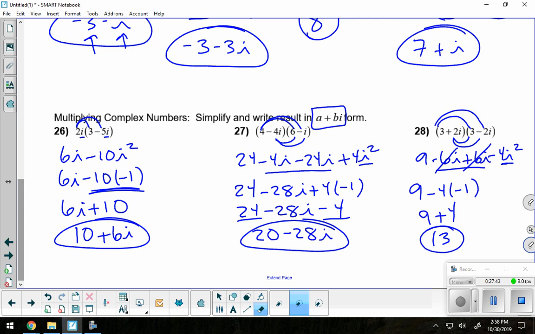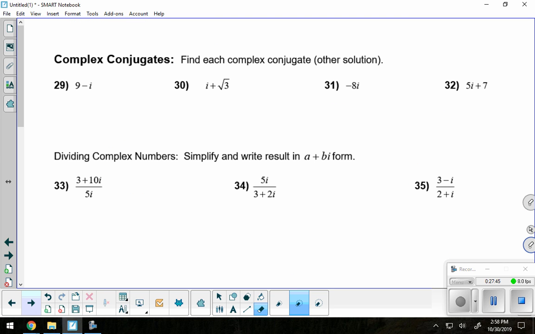Okay, so if you had to identify the complex conjugate, it just says define each complex conjugate, which technically represents the other solution. So again, if you have a plus bi, the conjugate is simply a minus bi. And same thing vice versa. Okay, so if I'm looking at 9 minus i, if that is my complex number, the conjugate would just be 9 plus i. That's it.